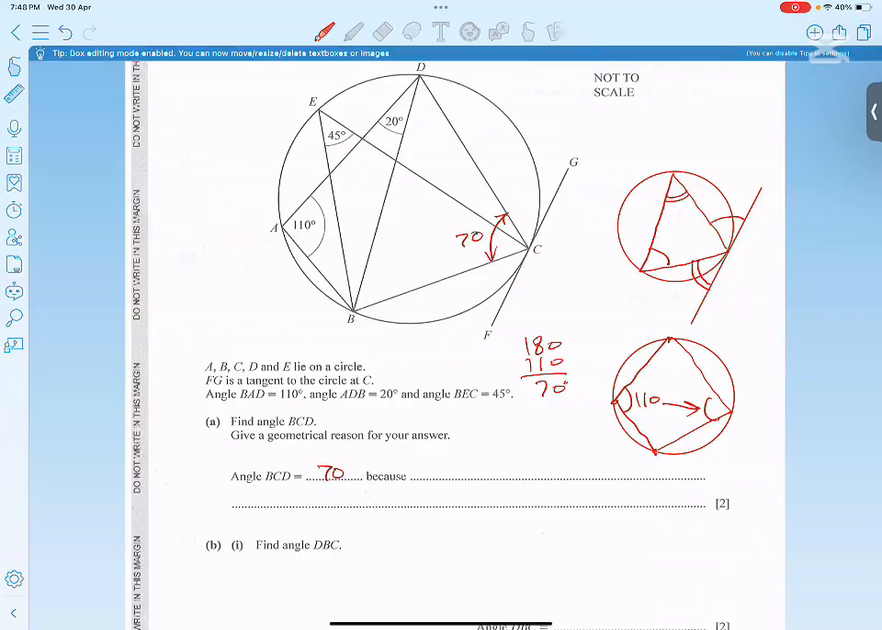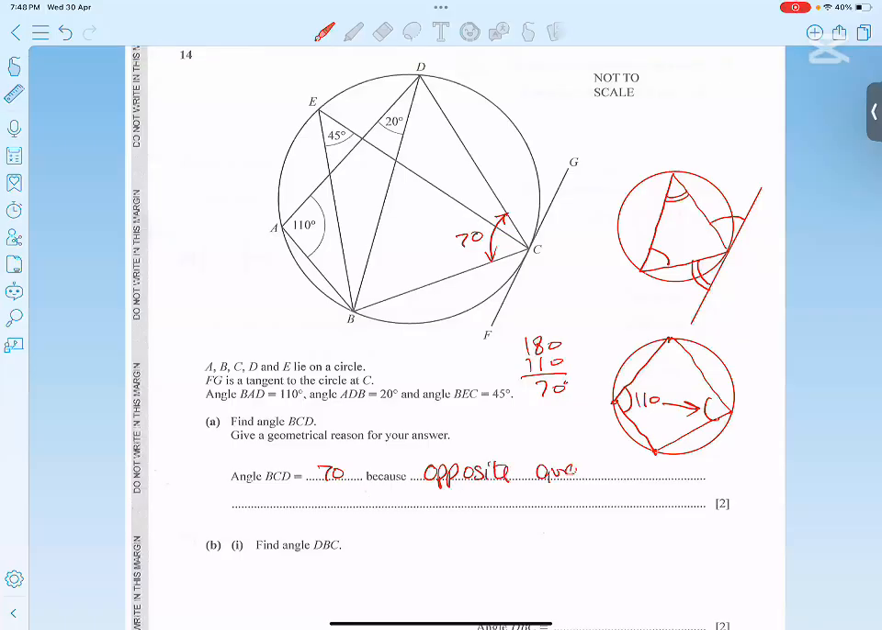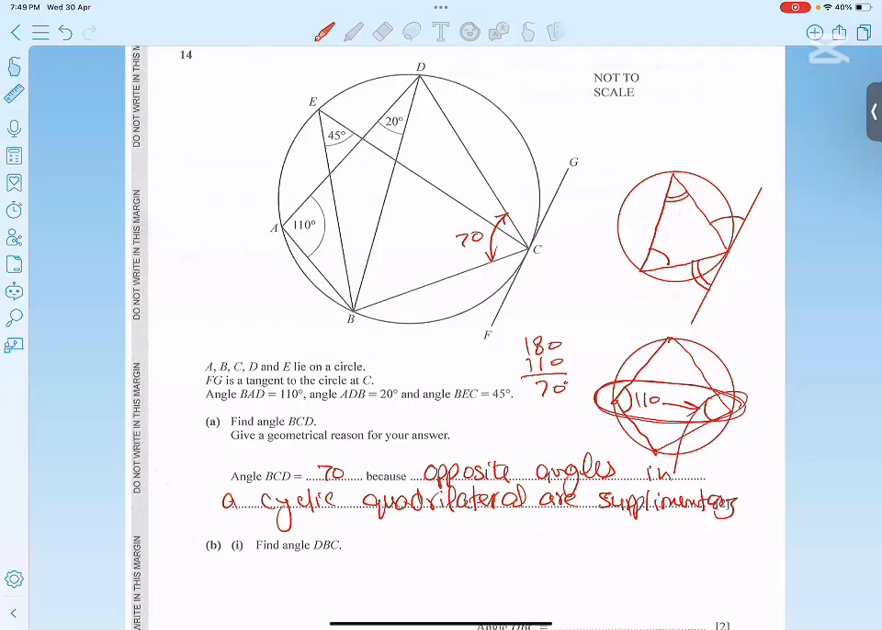So I'm writing 70. What is the reason? Opposite angles in a cyclic quadrilateral are supplementary. Are 180, or supplementary? Supplementary is a better word. Basically, if you add them, you must get 180. Supplementary means 180. If you add these two angles, 180. I hope the point is very clear.